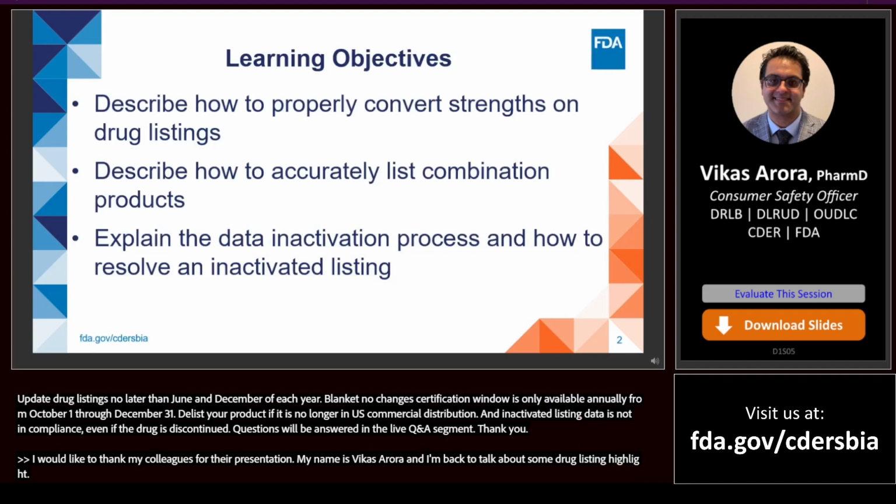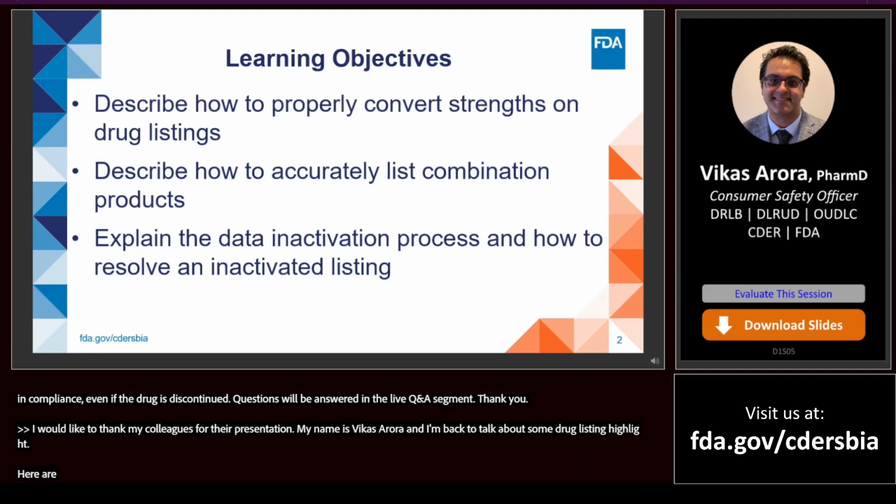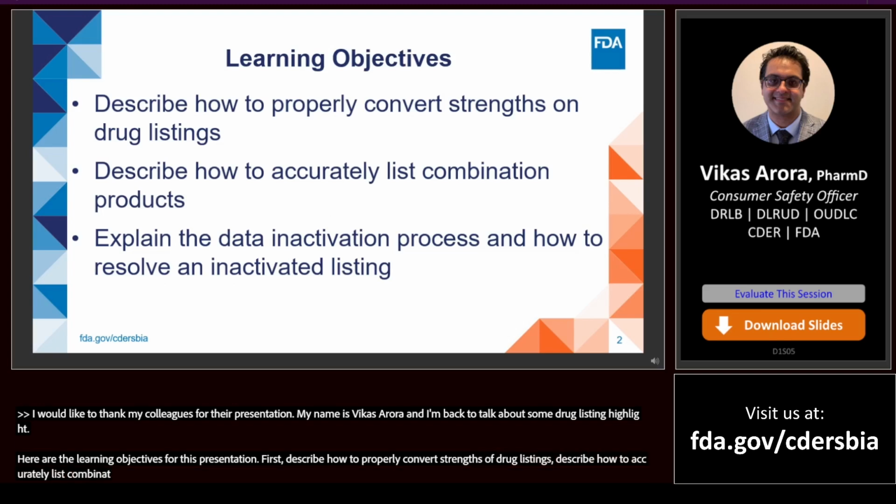Here are the learning objectives for this presentation. First, to describe how to properly convert strengths in drug listings from labeling. Second, to describe how to accurately list combination products. And third, to review the data inactivation process and explain how to resolve an inactivated listing.